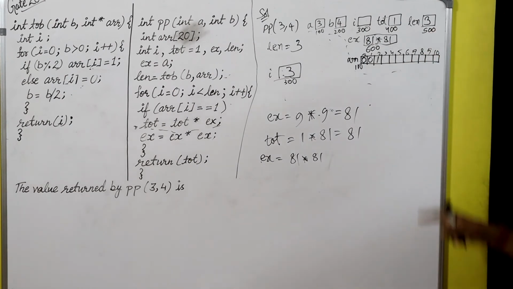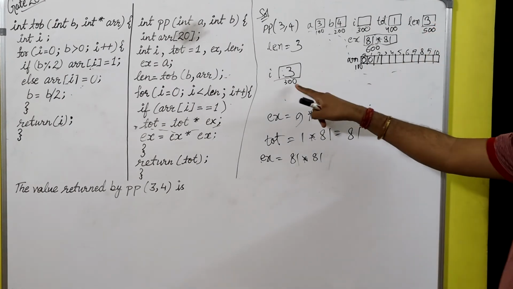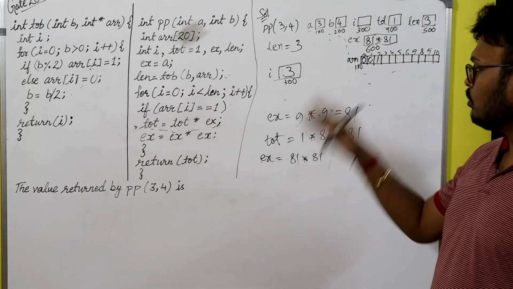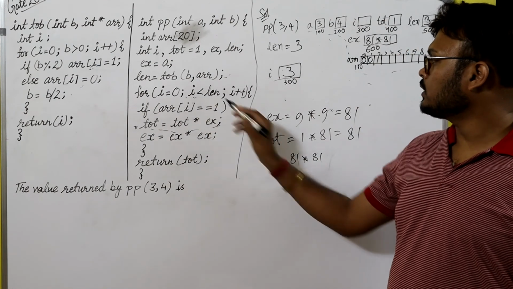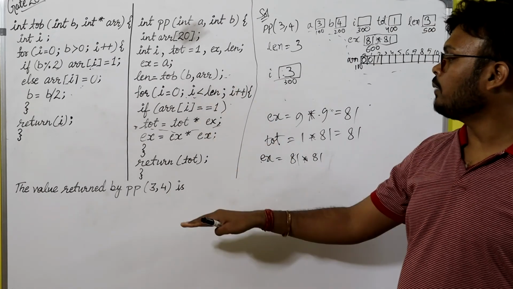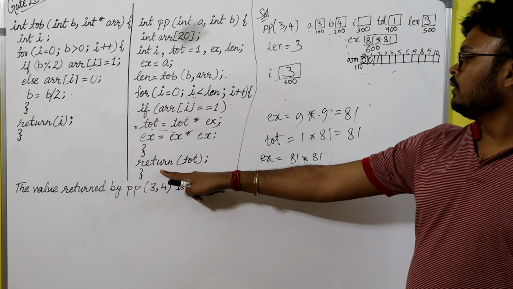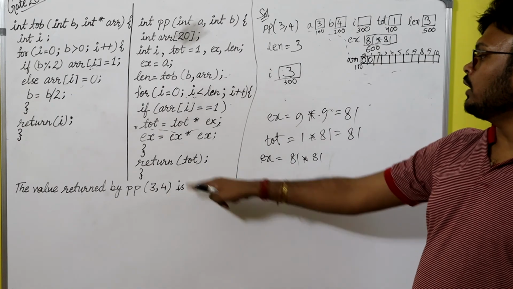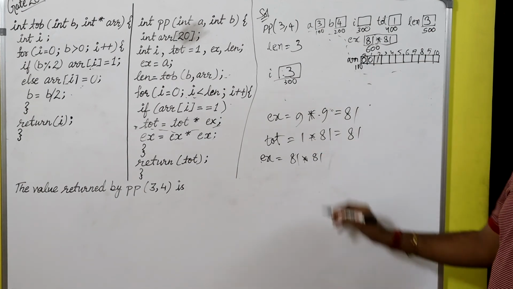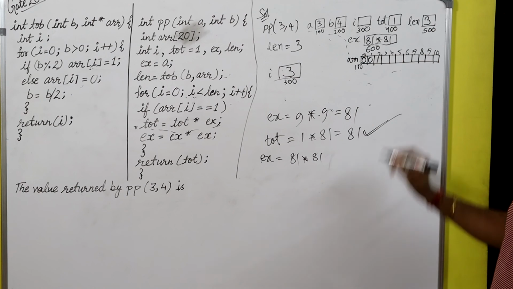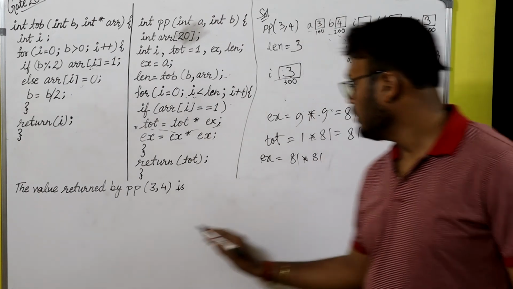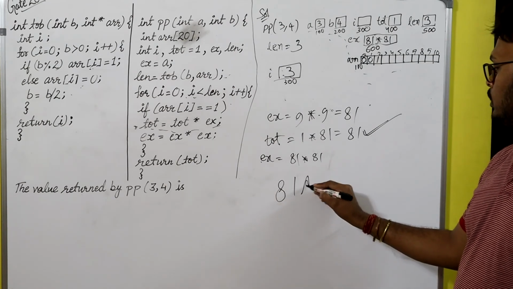Fine. And now again, I less than len. What is the value of len? 3. So 3 less than 3? No, it's a false condition. Since it is a false condition, the for loop will stop here. We will come out of the for loop and this statement will be executed: return TOT. What is the updated value of TOT? 81. So 81 will be returned. The answer is 81. 81 is the answer to this question.